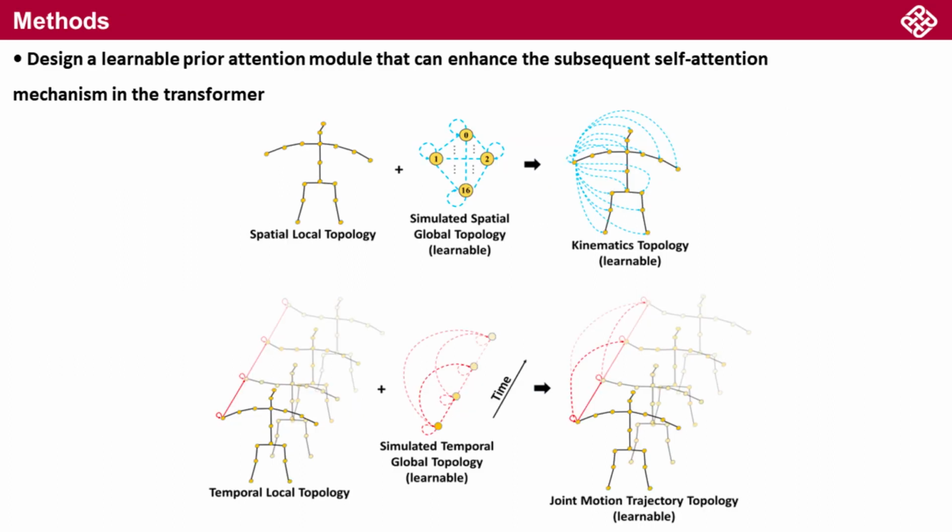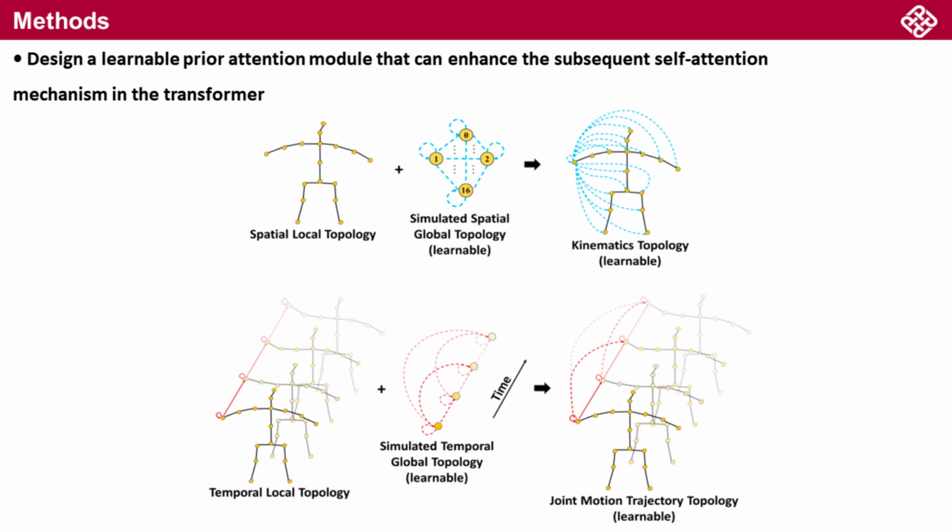In order to solve the above problems, we introduced two novel prior attention mechanisms in the transformer, namely kinematics prior attention, KPA, and trajectory prior attention, TPA. KPA first constructs a spatial local topology based on the anatomy of the human body. The way these joints are physically connected to each other is fixed and is represented by solid lines.